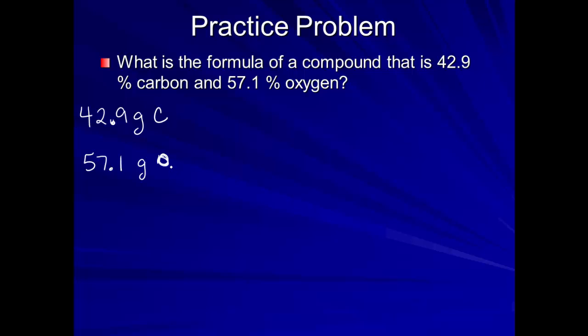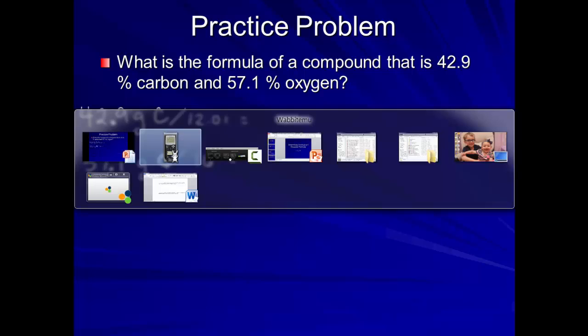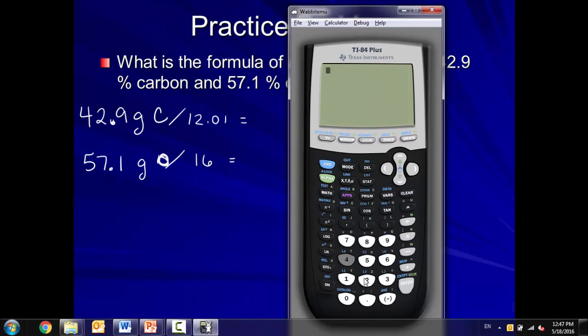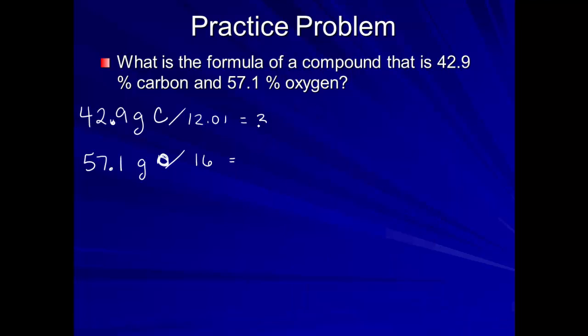The next step is mass to mole. We want to divide both of them by their own individual molar masses from the periodic table. So carbon's molar mass is 12.01. Oxygen is 16. So we're going to grab our calculator, and carbon is 42.9 divided by 12.01. So 3.572. That is moles of carbon.